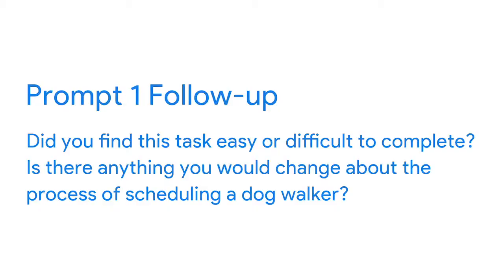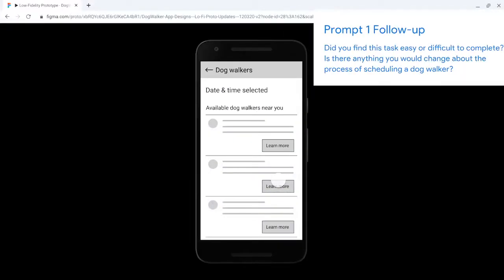Prompt 1. Follow-up. Did you find this task easy or difficult to complete? Is there anything you would change about the process of scheduling a dog walker? Well, it was confusing in the beginning to know if I needed to click on one of those profiles or the Schedule button. I would also like a calendar view when selecting a date.